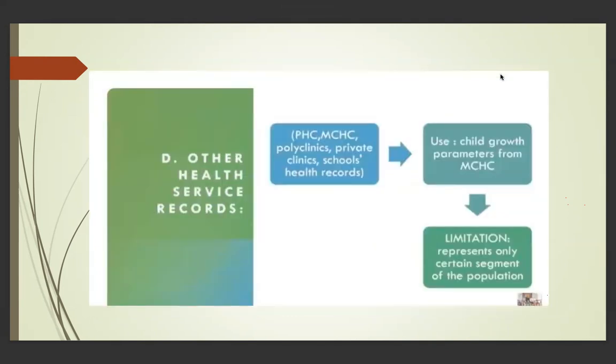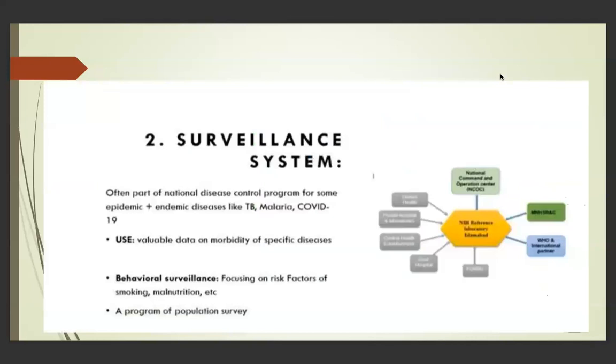The fourth includes the other health service records. These are the primary health care and the mother and child health care, polyclinics, private clinics, schools, and health records. The use is the child growth parameters from the mother and child health care, and the limitation is that it represents only a certain segment of the population. The surveillance system is often part of a national disease control program for some endemic diseases like TB, malaria, COVID-19. Uses are valuable data on morbidity of specific diseases, and behavior surveillance, focusing on risk factors of smoking, malnutrition, etc. It's a program of the population survey.